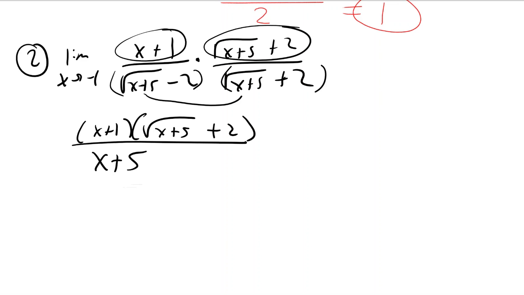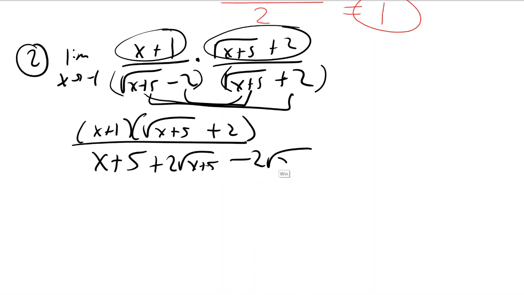Okay, well, why don't you keep going? This is the first part of FOIL. You've got the outer part of FOIL. You've got the inner part of FOIL. With conjugates, the outer and inner should always cancel. But if you don't want to memorize that, then just see that they cancel. And you got the last part of FOIL.